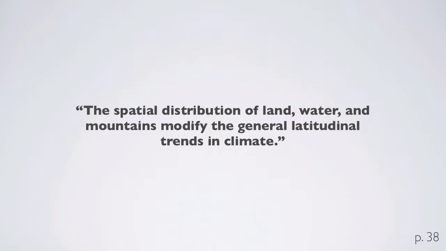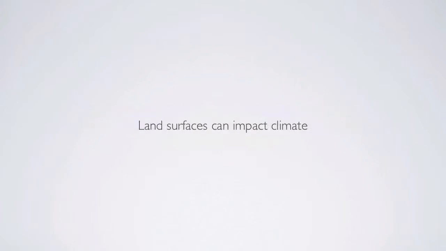The authors state that the spatial distribution of land, water, and mountains modify the general latitudinal trends in climate. So what they're saying is that when you want to understand the climate of a place, you can't just know what its latitude is. There's a lot of other factors that go into determining that local climate. For example, land surfaces can impact climate. An example that they use in the book are the monsoons.